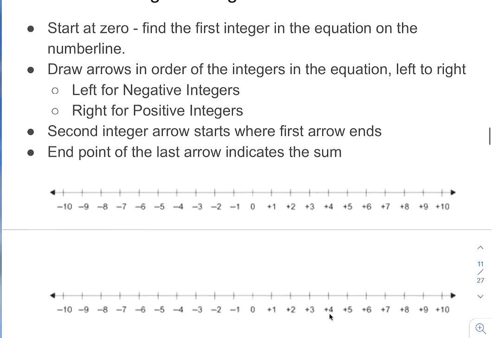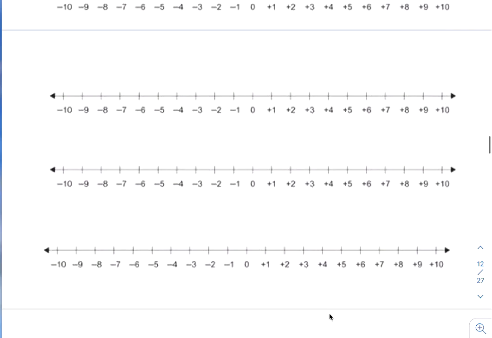Let's try another one. We're going to follow the rules, but we're going to go down here. Let's do some negatives this time: -7 plus -2. So we're going to do two negatives. Again, I'm starting at 0. My first line is going to go down to -7. There's my first arrow. Again, for my next one, I start at the end of the first arrow, and I move 2 more spots, 1, 2. That takes me to -9. I'm done with my integers.